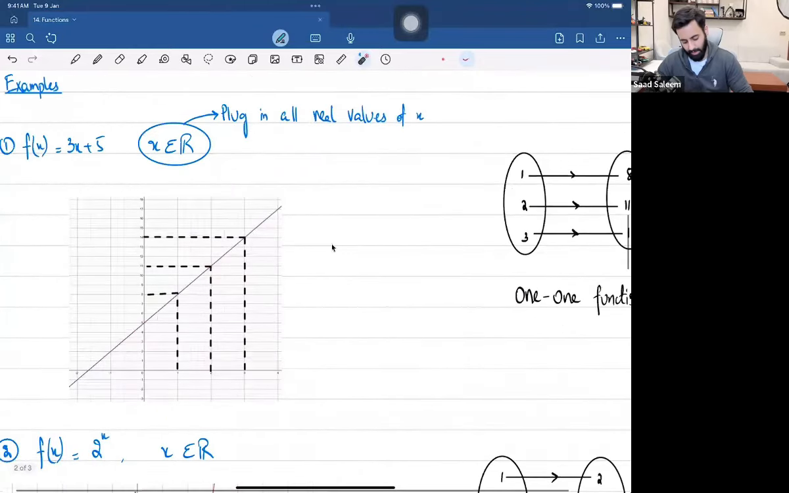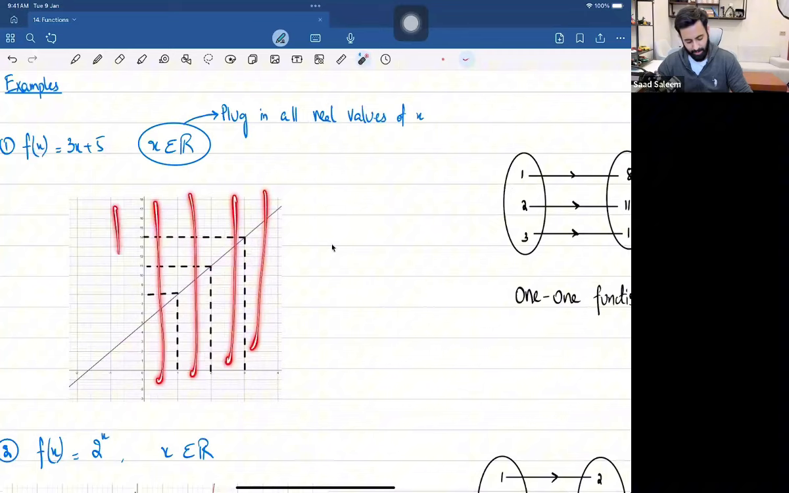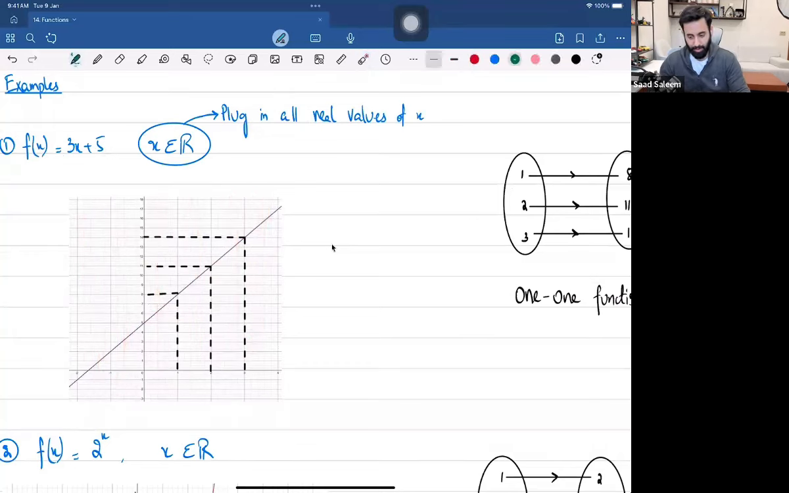Is there any point on this graph where you might say that if I draw a vertical line at so-and-so point, it will cut the graph at 2 points? Can you point out a specific area where if I draw a vertical line, it's cutting it at 2 points? No. I can take this vertical line and drag it anywhere I want. It will always cut it once, which means that it has passed the vertical line test.